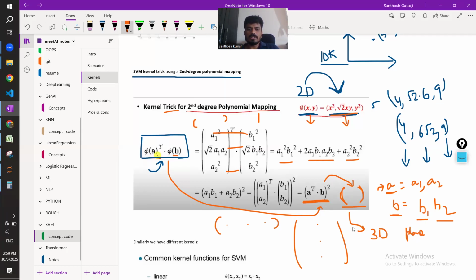Okay, so if it is not separable, then you can do two things. One, use some other kernel, or go for 4D. Increase the dimension or go for another new kernel. So this way, you can deal with higher dimension data.